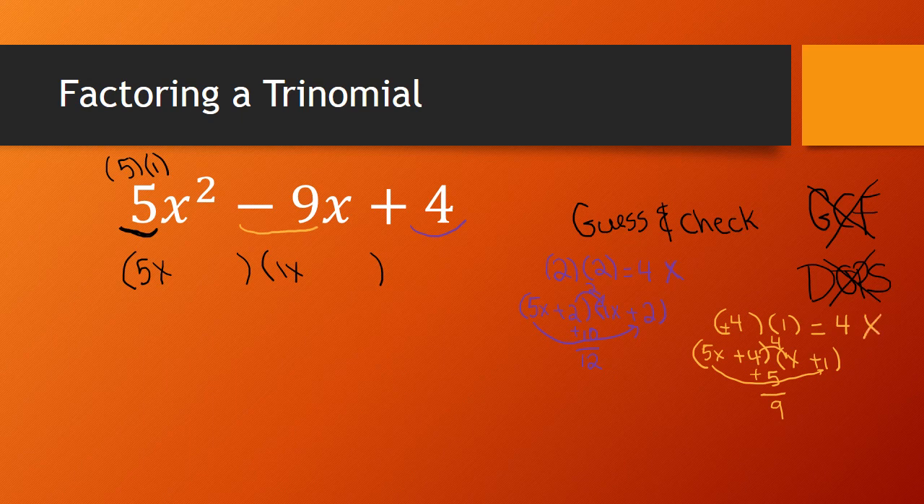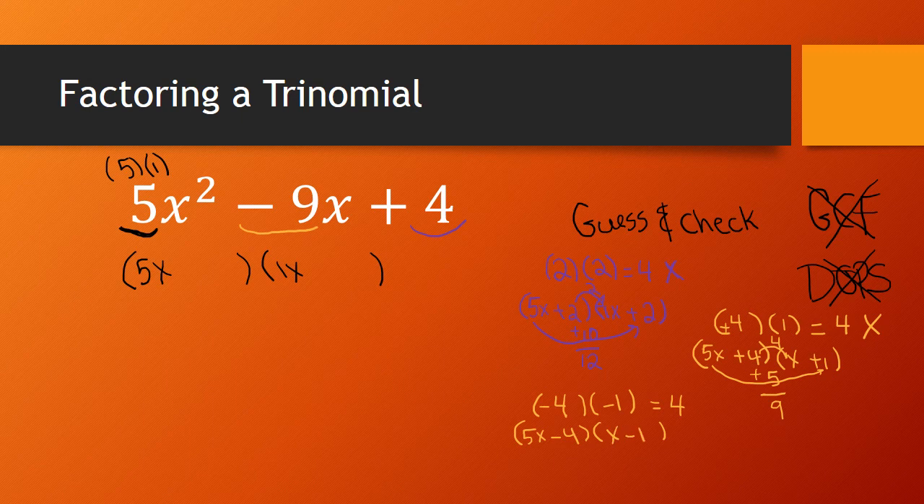I'm going to have to think of two other numbers. And since I'm missing the negative sign, I'm just going to change the signs of these two factors. I'm going to use negative 4 and negative 1 because negative 4 times negative 1 is 4. So I'm going to guess again and check again to find out if I'm correct or not. I have 5x minus 4 and 1x minus 1.